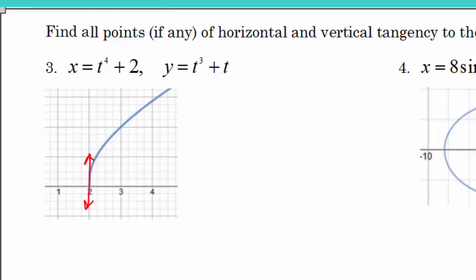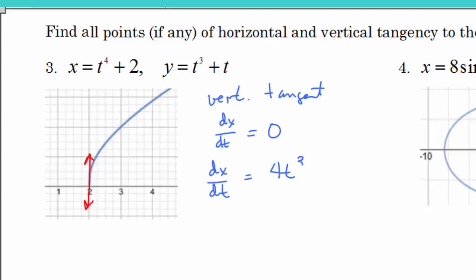Okay, so if I think there is a vertical tangent, then that means that dx/dt would have to equal 0. So let's find dx/dt. That would just be 4t cubed. That's pretty easy. Setting that equal to 0 and solving for t, if I divide both sides by 4, I still get 0. If I take the cube root, I still get 0. Well, that's what the t value is.